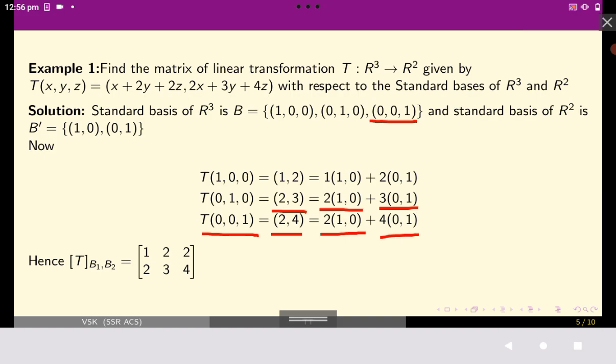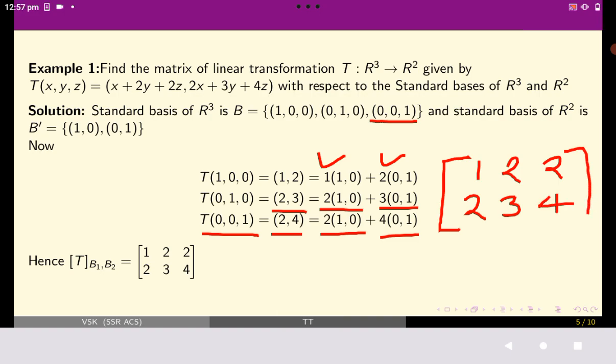And as I told you, these coefficients will be written as a column of the matrix. So first column will become (1,2), second column will become (2,3), and the third column will become (2,4). So we'll get this matrix of linear transformation, which is written over here. So it's very simple.